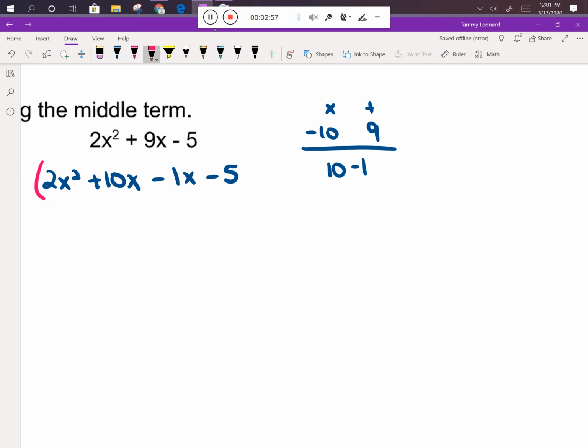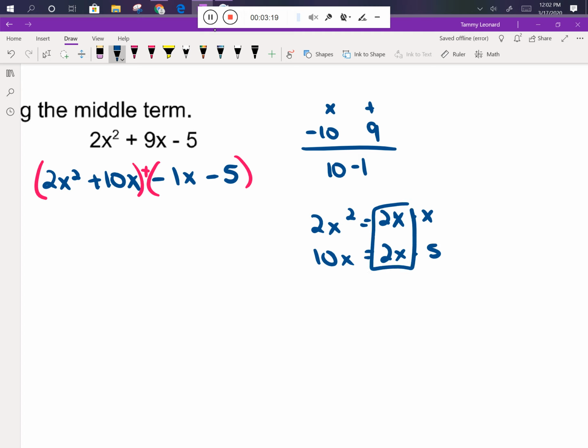And then we're going to create the sum of 2 binomials. So I group the first 2 and the last 2. And I make sure to put in the positive sign because of the negative going with the 1x. Then I'm going to look for my GCFs. So with 2x squared and 10x, I've got a 2x in common. The top needs an extra x, and the bottom needs a 5. So we'll factor out that 2x, and that will leave behind the binomial of x plus 5.